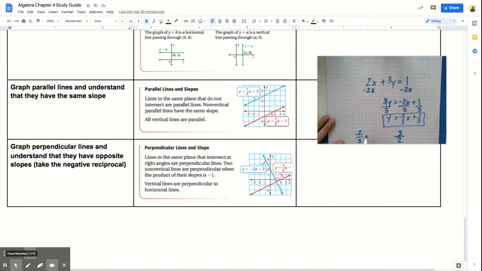So negative 2/3 times 3/2, cross cancel, would give you a -1. So if it's perpendicular, you can multiply the slopes together and get a product of -1. Okay? Or remember, lines that are perpendicular have opposite slopes. So take the negative reciprocal.